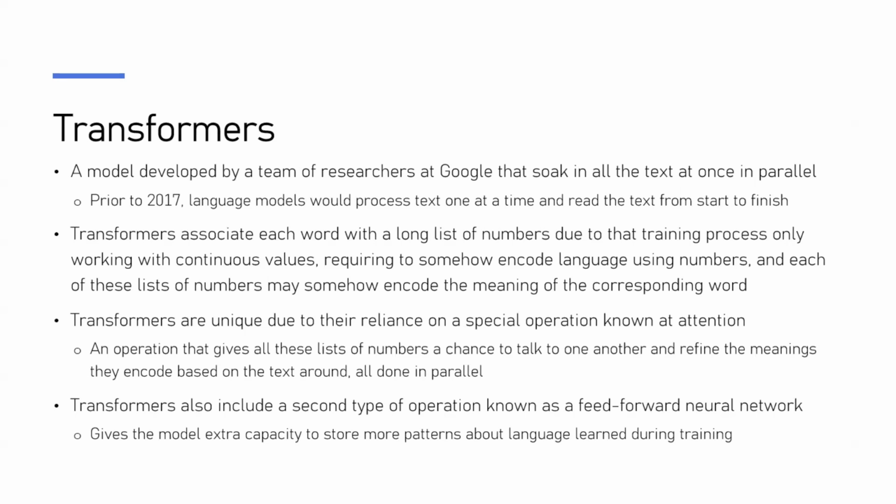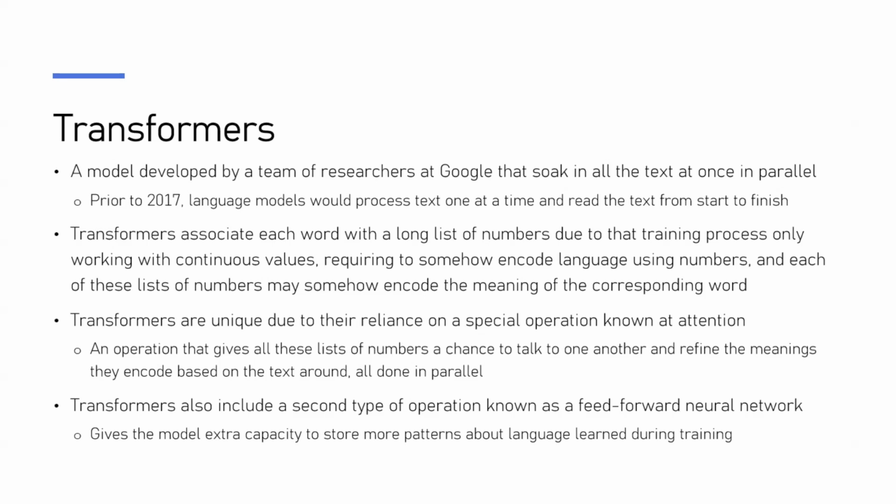Now, we also briefly discussed transformers. They're essentially a model developed by a team of researchers at Google that soaks in all the text at once, in parallel. Prior to 2017, language models would process text one word at a time and read the text from start to finish. Transformers associate each word with a long list of numbers, due to the training process only working with continuous values, requiring us to somehow encode language using numbers. And each of these lists of numbers may somehow encode the meaning of the corresponding word.